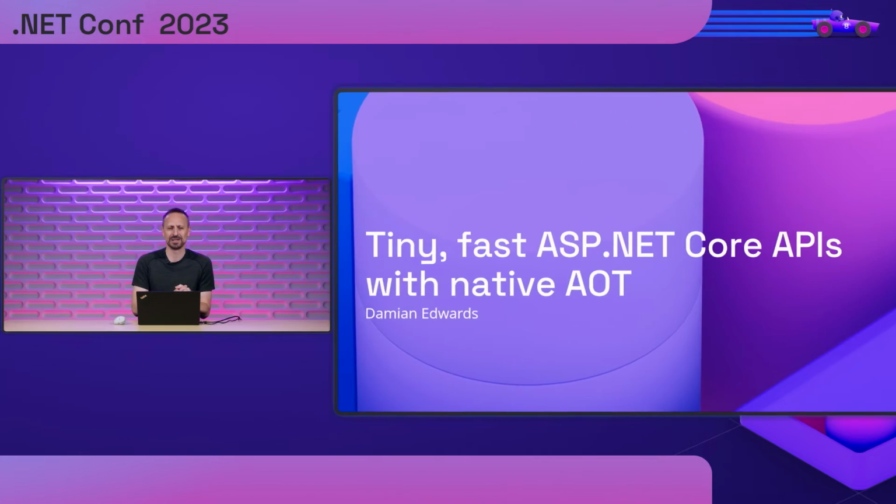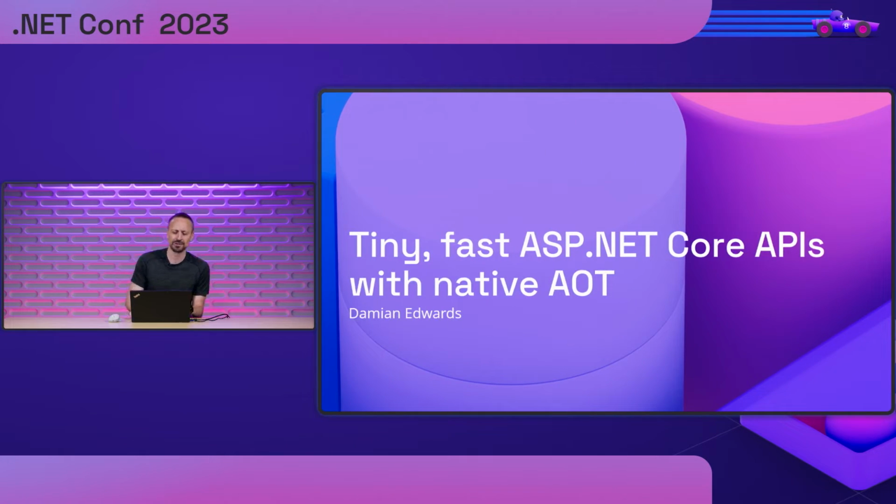I'm pretty excited to talk to you about native AOT with ASP.NET Core. It's one of the things that we worked on for the first half of the release during this year. And then we may have been working on something that we announced yesterday for the second half of the year. But I'm really looking forward to talking to you about native AOT today. So, tiny fast ASP.NET Core APIs with native AOT. What is that all about exactly?